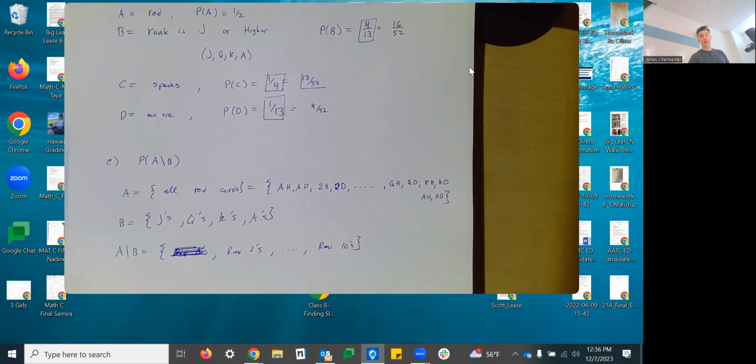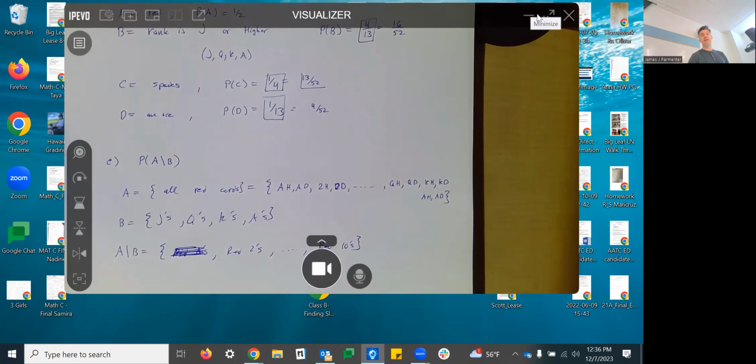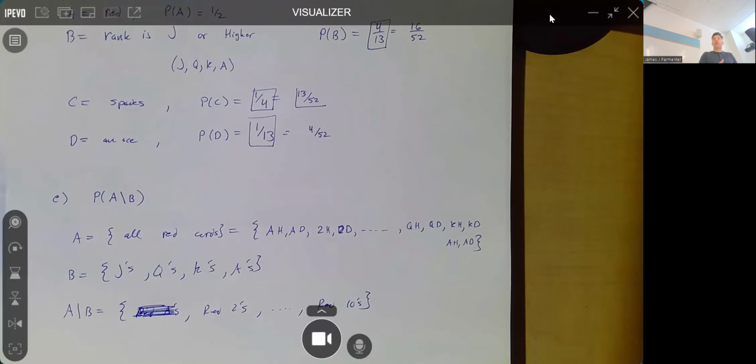There you go, right, because the red aces were in set B, so we need to exclude them so they are not in A minus B. Again, right, that's what that means. This is A minus B. So everything that's in A, take away everything that was in B. How many cards are we left with?